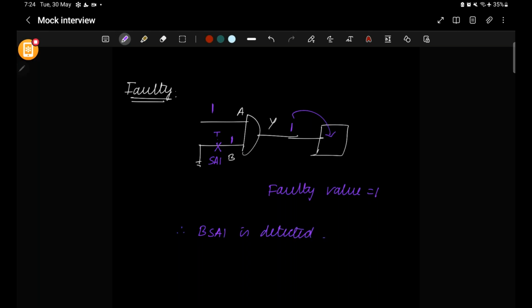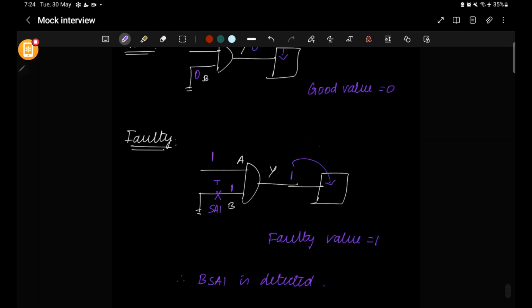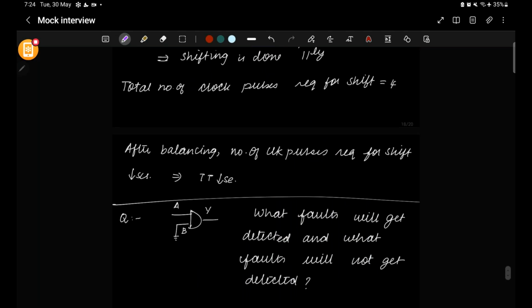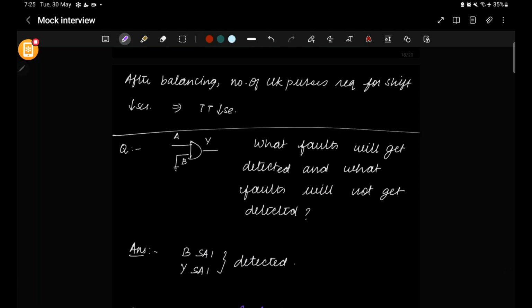In the same way, you can do it for other cases. So these two faults will get detected: B stuck at 1 and Y stuck at 1. Others are not detected. Okay.